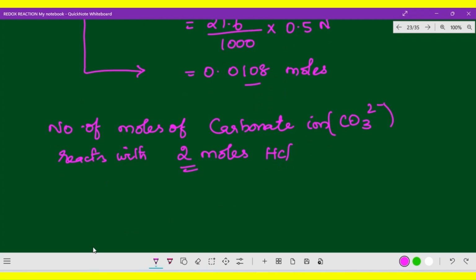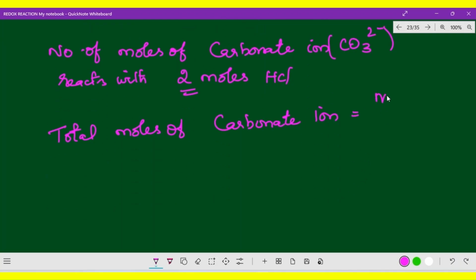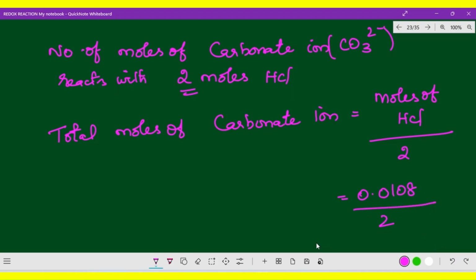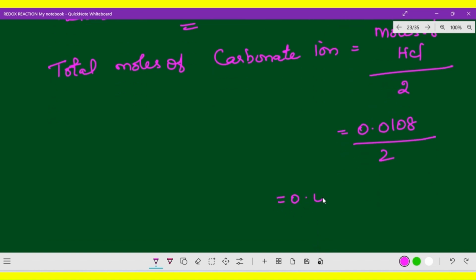So total moles of carbonate ion, because carbonate ion is available in both lithium carbonate and the other metal carbonate. So moles of carbonate ion equals moles of HCl divided by 2, right? So how much will you be getting? Here 0.0108 divided by 2. So you'll be getting around 0.0054 mole.